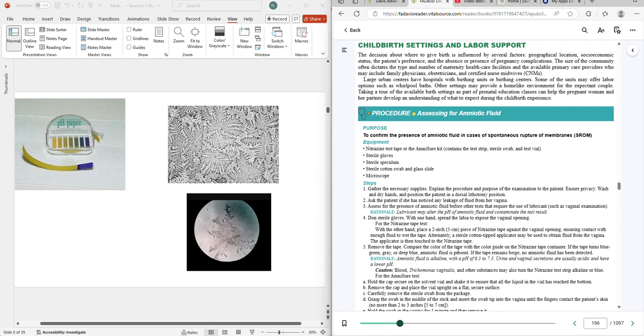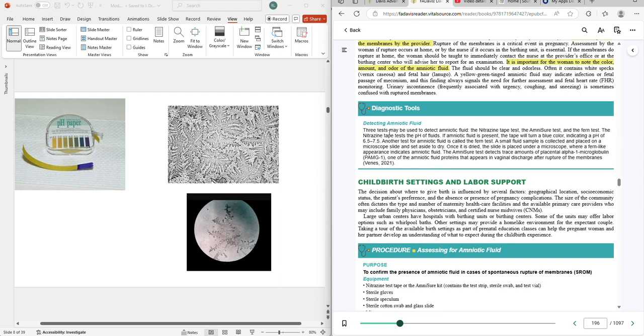All right, so let's talk about the amniotic fluid. There are nitrazine or Amnisure kits, which is a swab that we use. This is the nitrazine paper. This is what we used 23 years ago when I started as a labor and delivery nurse. Then we used a microscope, and you'll still see it listed in the book. This is on page 196 in the procedure, and 197 actually too. This is 196, talking about the pH on the nitrazine tape.